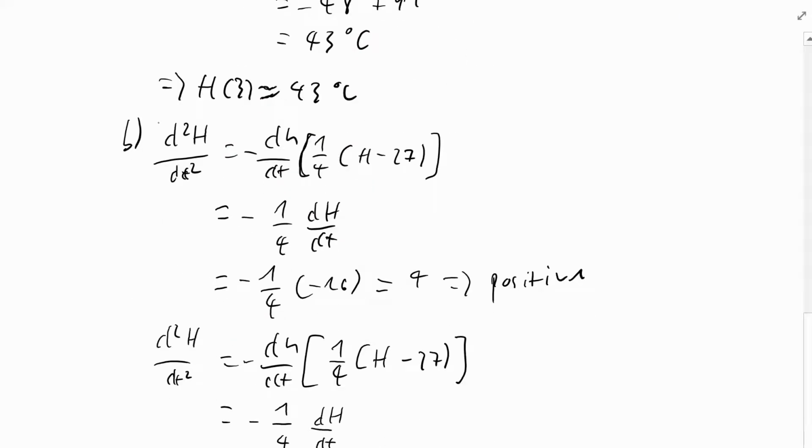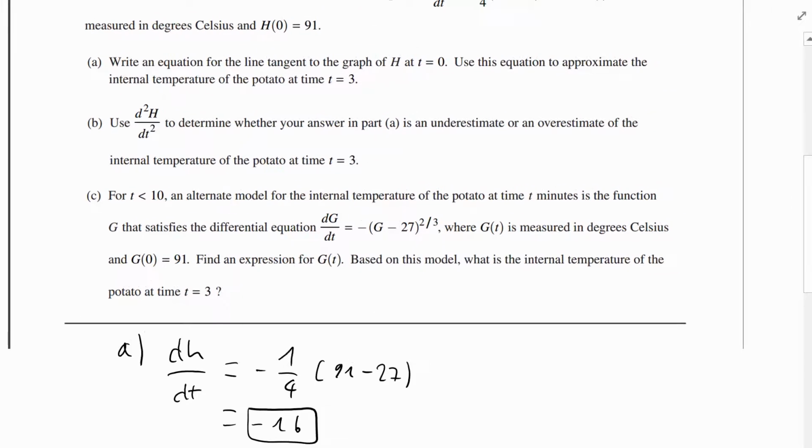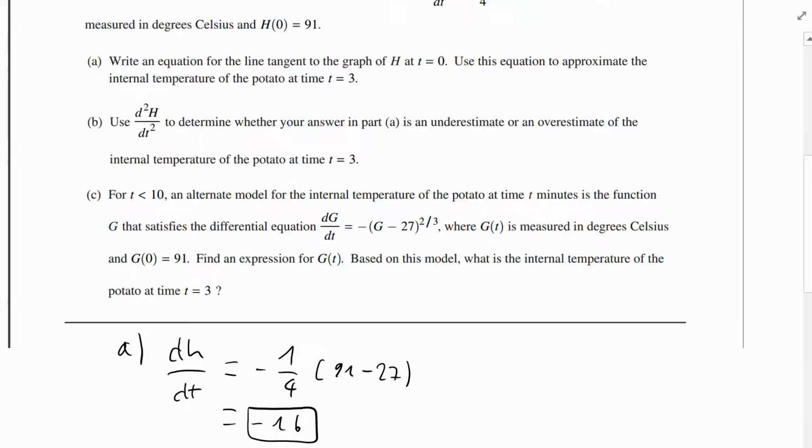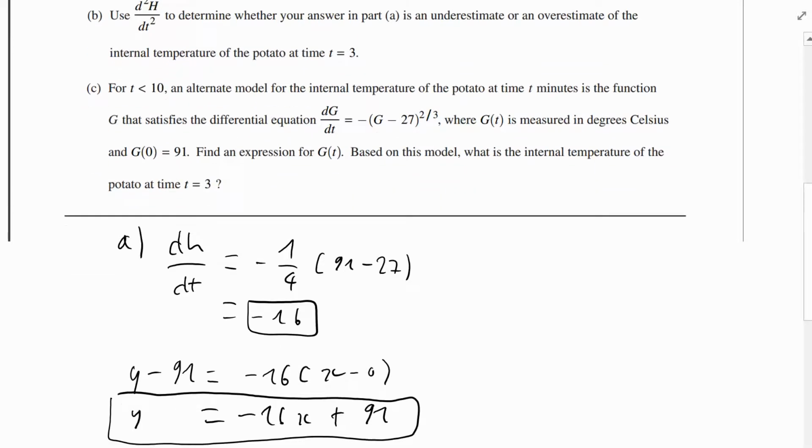Part B asks us to, not technically find, but use the second derivative to determine whether the answer in part A is an underestimate or overestimate of the internal temperature. So we have to find whether the graph is concave up or concave down, whether or not the tangent line is below the graph or above the graph.